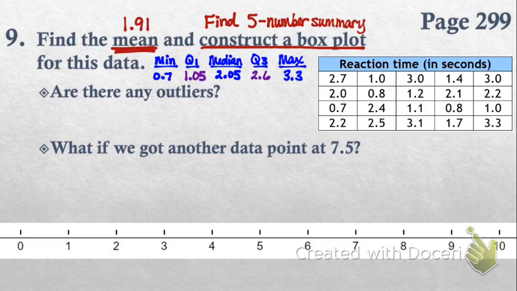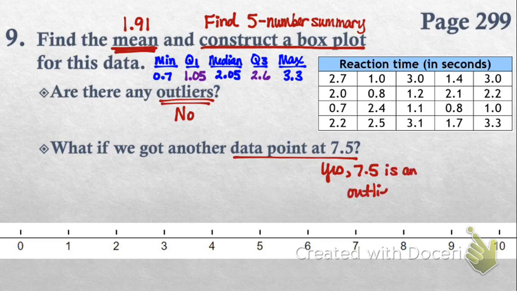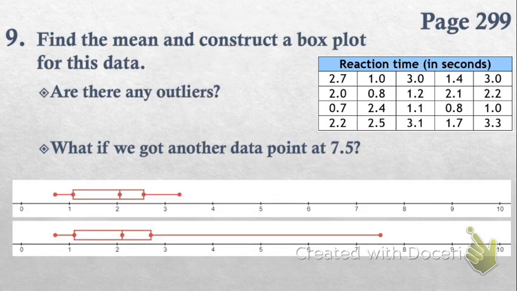Did the data include any outliers? No. What about if we included a data point at 7.5? Would it have outliers? Yes. Up on the screen are the two box plots, both with and without that outlier.